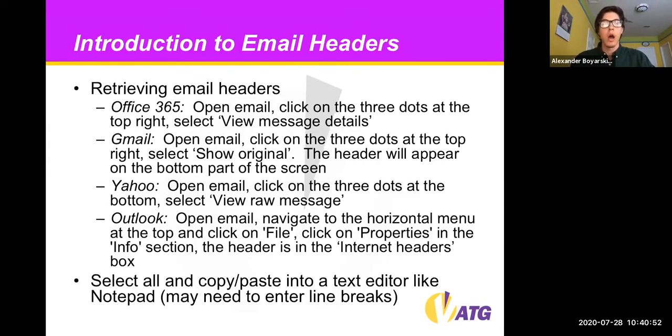All right, so this is an example of the main email clients that most of us use today: Office 365, Gmail, and Yahoo. That's the way you access the email header details. For these three, it's pretty similar. One says view message details, another says show original, and the third says view raw message, essentially the same thing.